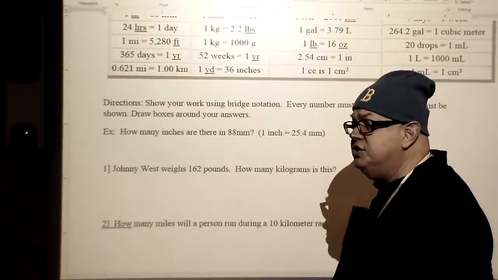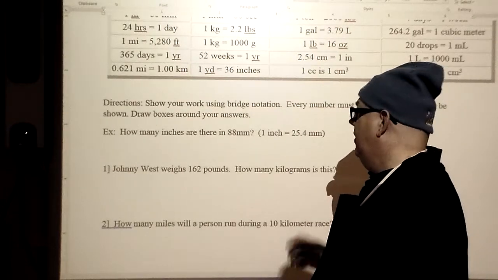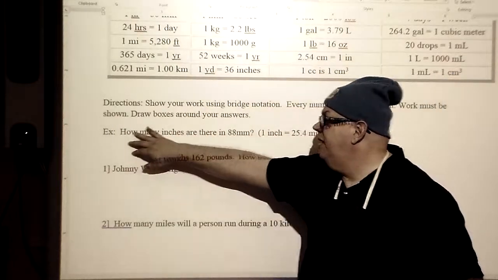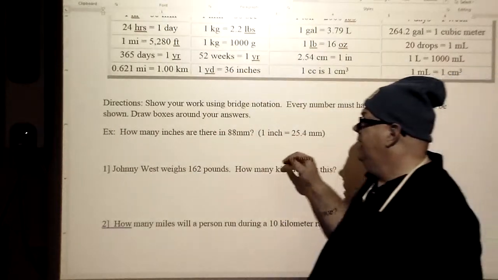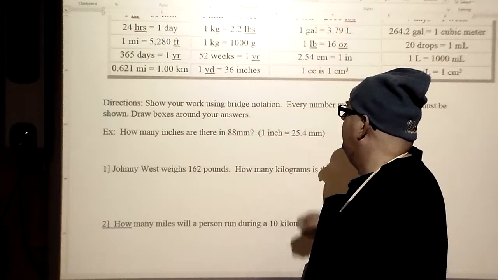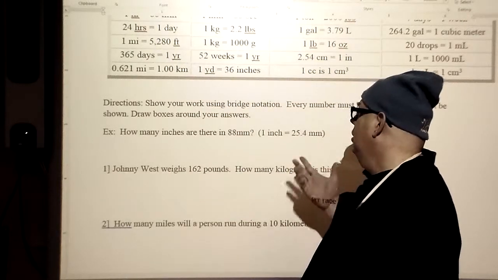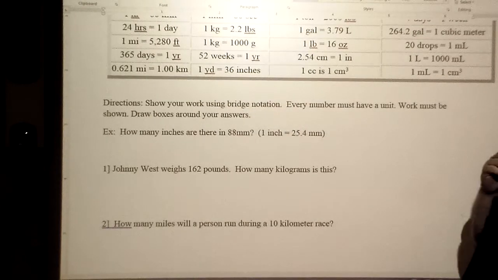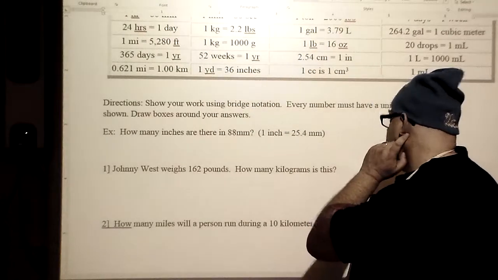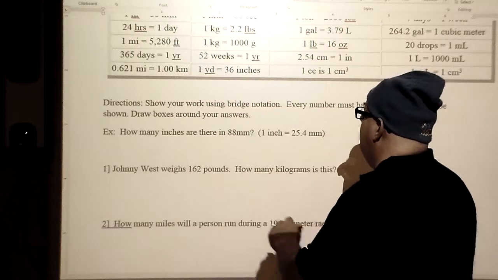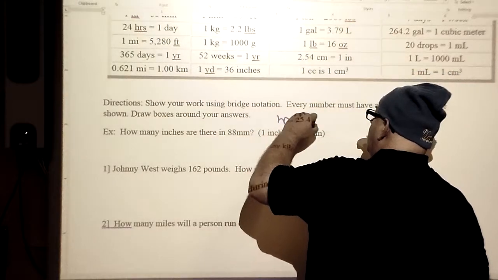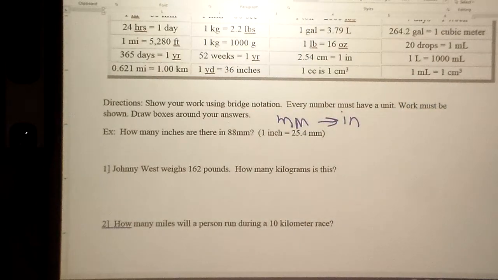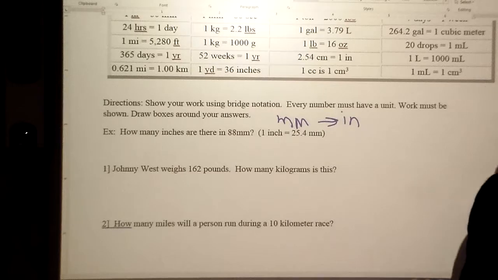So, any questions at this point? All right. Let's take a look at what we have here. How many inches are there in 88 millimeters? 1 inch is 25.4 millimeters. So I'm going to start out with millimeters, and I'm going to end in inches. That's where I'm going to start, and this is where I want to end.